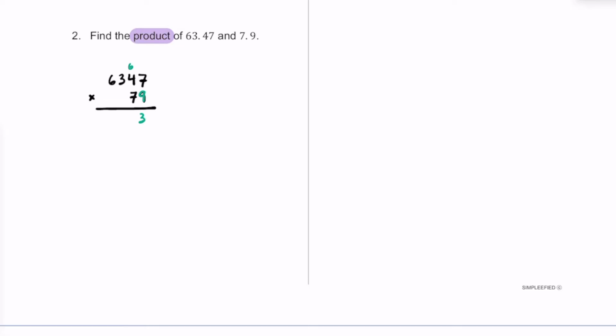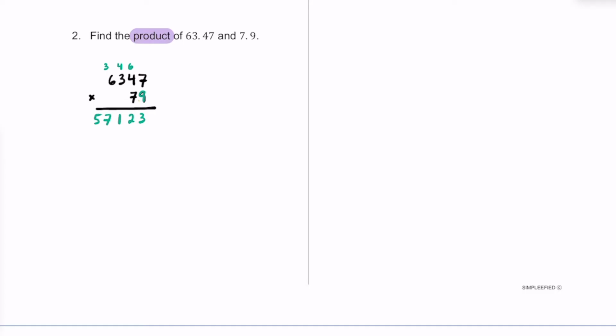We'll go ahead and carry the 6. 9 times 4 is going to be 36, plus the 6 is going to be 42. Put a 2 and carry that 4 here. 9 times 3 is going to be 27, plus that 4 is going to be 31. So we'll go ahead and put that 1, carry the 3. And then 9 times 6 is going to be 54. 54 plus the 3 is going to be 57.